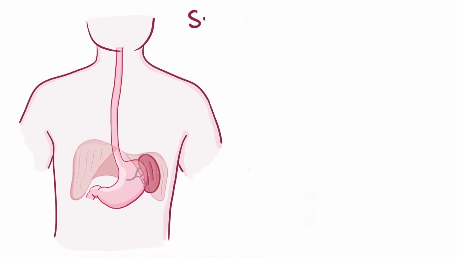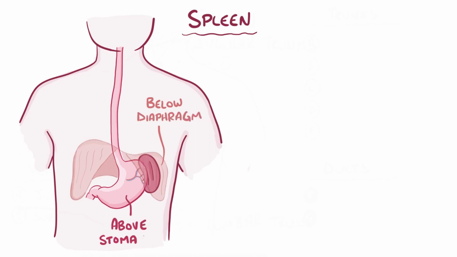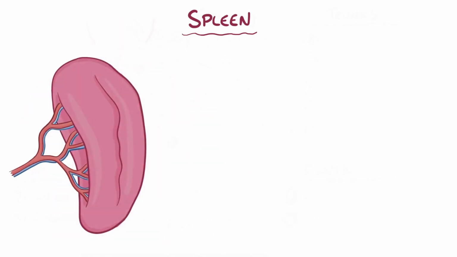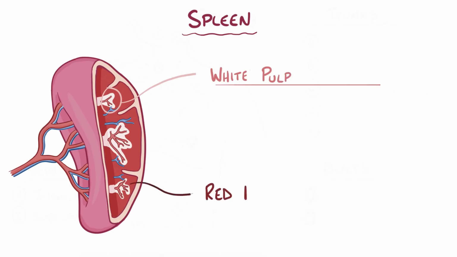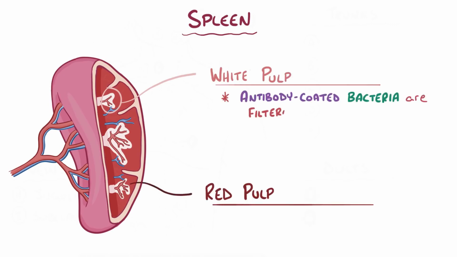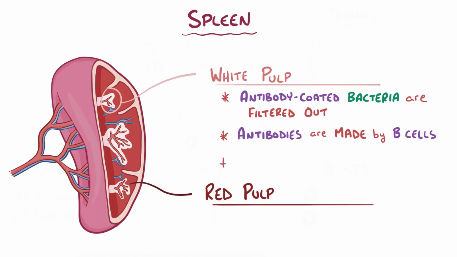Another lymphoid organ is the spleen, which is about the size of a fist and sits on the left side of the body below the diaphragm and on top of the stomach. The spleen has both white pulp and red pulp. The white pulp is where antibody-coated bacteria are filtered out of the circulation and antibodies are generated by B cells. In a sense, the white pulp of the spleen is like a giant lymph node, although unlike a lymph node, which receives unfiltered lymphatic fluid, the spleen receives blood.